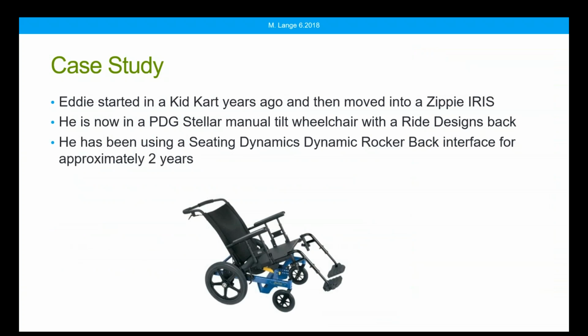So years ago, Eddie started in a kid cart. He then moved into a Zippy Iris. Eventually, he was placed in a PDG Stellar manual tilt chair with a Ride Designs back. I think the reason his team put him in a PDG was probably because it's a very durable chair and he was breaking things. But it really wasn't the fault of the chair. He needed dynamic seating. So about 2 years ago, he started using a dynamic back from Seating Dynamics, and again, since that time, has not had any breakage.